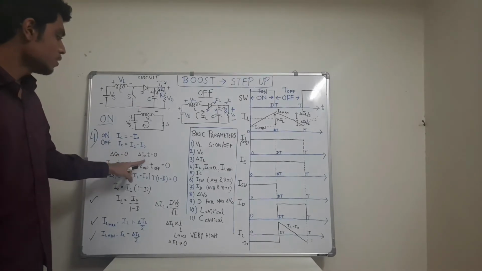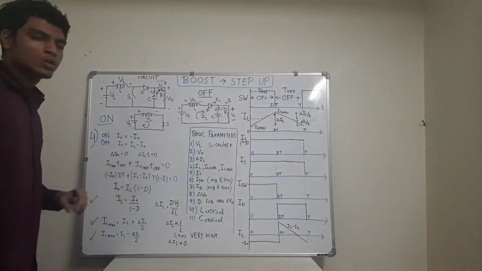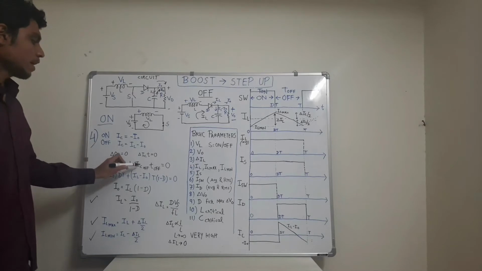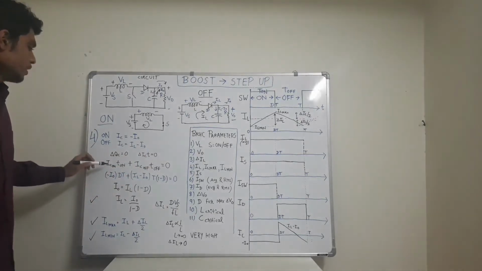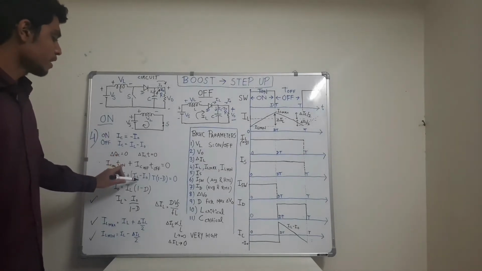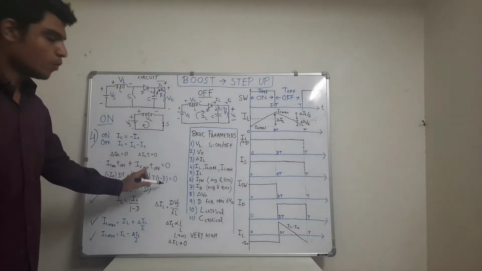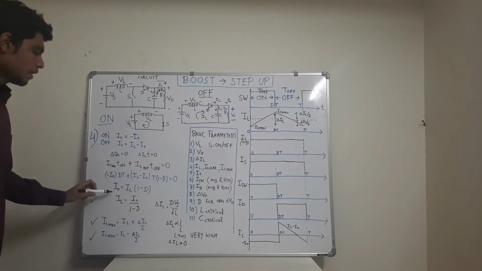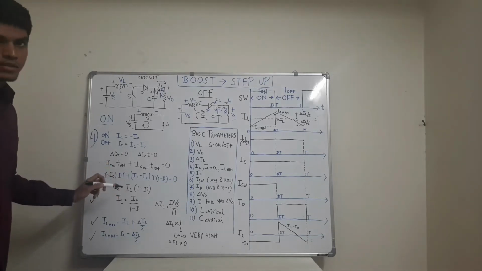So, del QC is 0. Therefore, Q equals I into T. So, del IC into T should be equal to 0. Therefore, IC on into T on plus IC off into T off must be equal to 0. So, we know that IC on equals minus I naught, T on is dt, IC off equals IL minus I naught, and T off equals T into 1 minus D equals 0. From this equation, we will get I naught equals IL into 1 minus D.